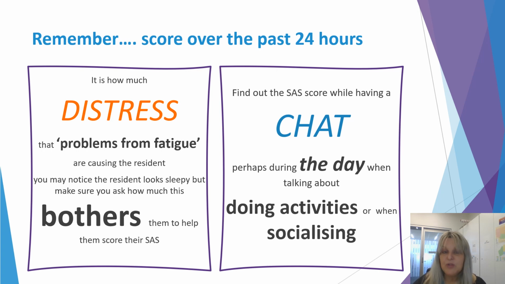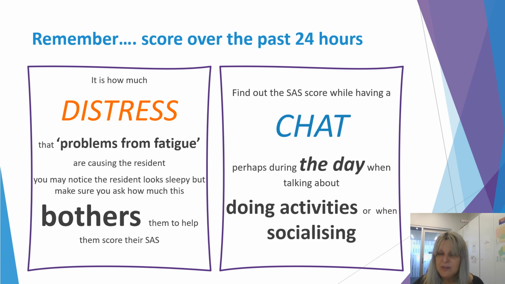As always, we know the most important thing to remember when we're collecting the SAS scores from residents is we are rating the distress in relation to that symptom. So for this clinical bite, we are trying to work out the level of distress that the resident feels in relation to their fatigue. The best way to find out this information is to chat to the resident. And for this symptom, perhaps we could chat to the resident about their fatigue level when we ask them about what they're going to be doing for the day.